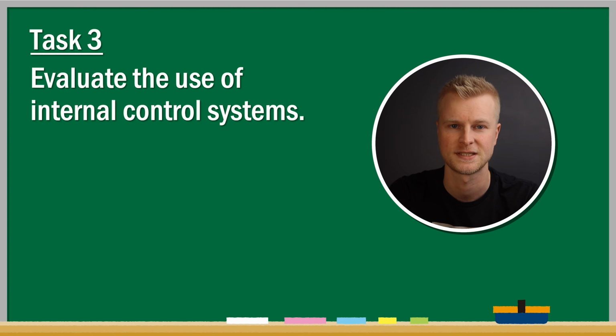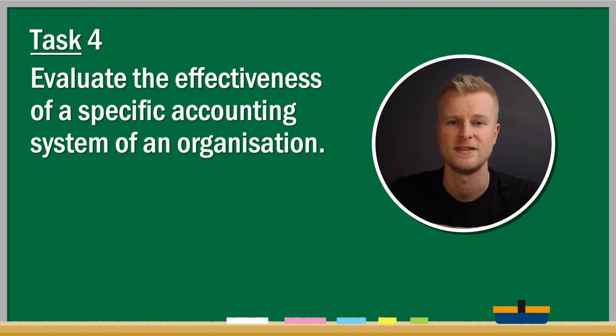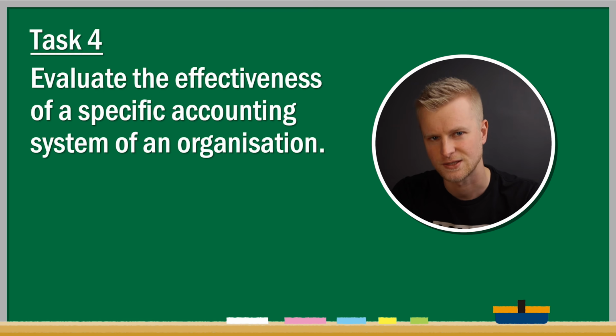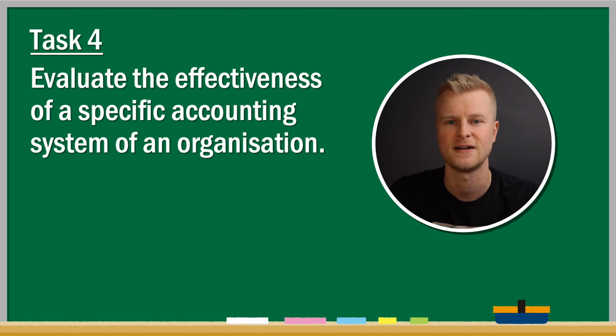Task 4 is concerned with the effectiveness of a specific accounting system of an organisation. The details of the accounting system are given and you're required to identify the weaknesses in that system, analyse the cause of those weaknesses and evaluate the impact of those weaknesses. So it's kind of similar to task 2, but this time without the focus on fraud.